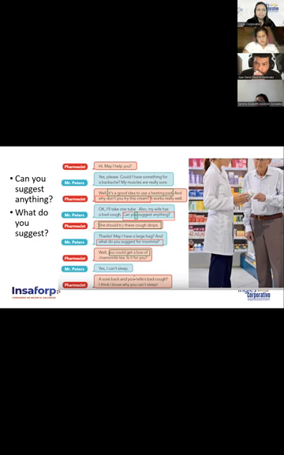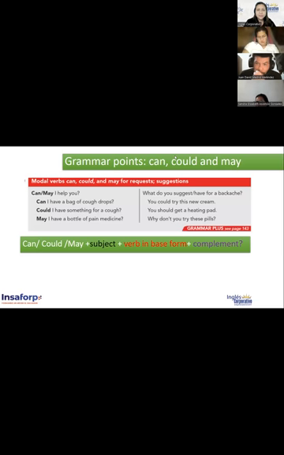Let's see. What are the grammar points? Can, could, and may. Well, we know that we can use can for abilities, for talking about abilities, for asking for permission, but also we can use can for requests and for suggestions. Can, could, and may. Three modal verbs that can function for requests, suggestions, and recommendations.